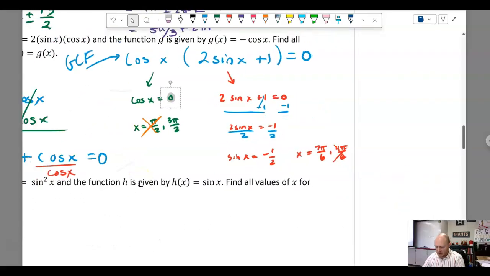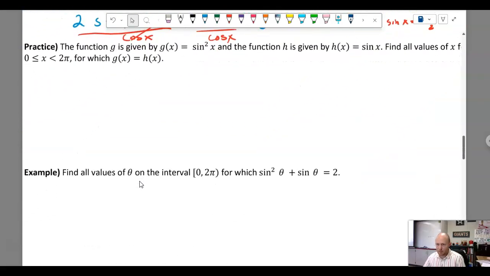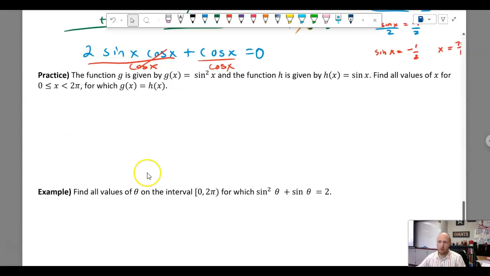Okay, let's go ahead and look at the next practice question. Here they want to know the function g is given by g of x equals sine squared of x. The function h is given by h of x equals sine of x. Find all values of x from 0 to 2 pi for which g equals h. So go ahead, pause me, please try this one, and we'll talk through the answers.